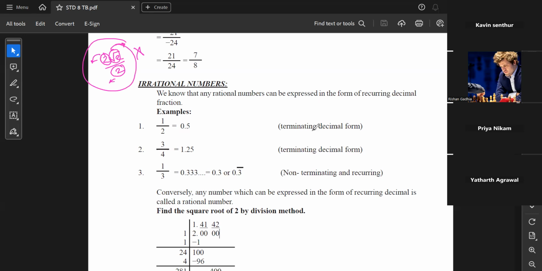And by that logic, root 3 can be written as 5 root 3 upon 5, and root 7 can be written as 10 root 7 upon 10. If we look at it that way, irrational numbers would not exist at all. So we cannot do that.